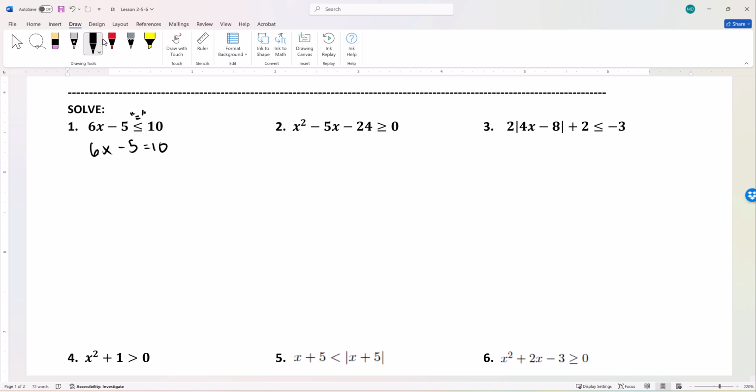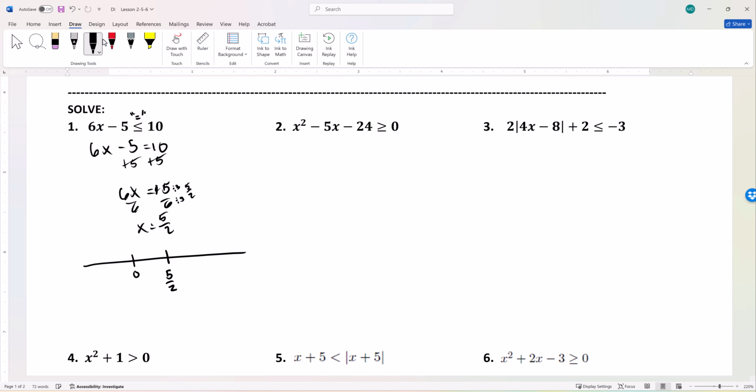I can solve that. I can add 5, divide by 6, so you get 5 halves. So divide by 3, it gives you 5 over 2. So now we take that and we put it on a number line. So we'll say that this is 5 halves, right?